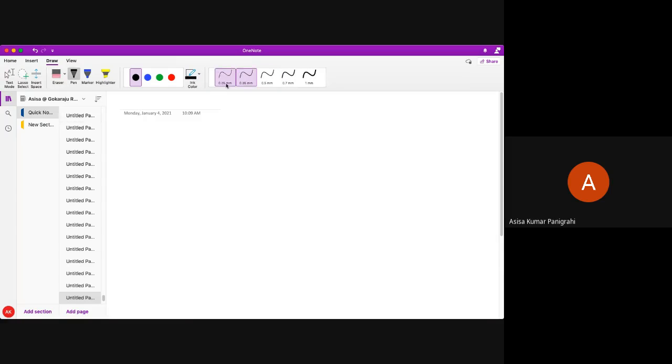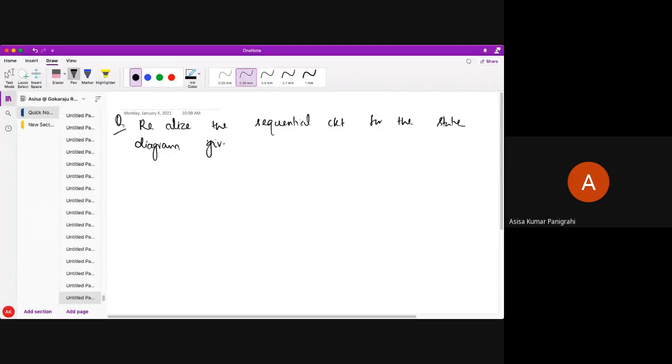So our question would look like this. It is like a 10 mark question, students. What you have to do, the question will be: realize the sequential circuit for the state diagram given below. So here the state diagram looks like this.